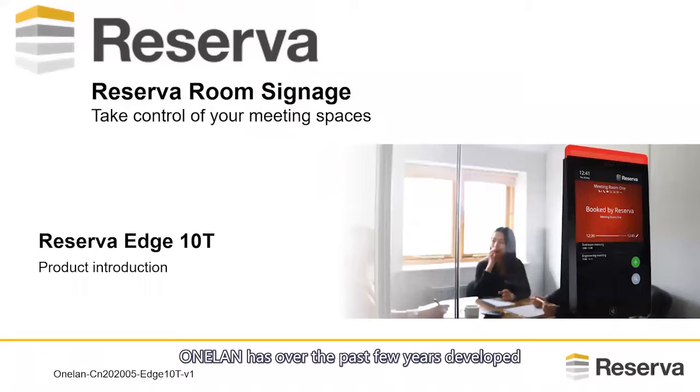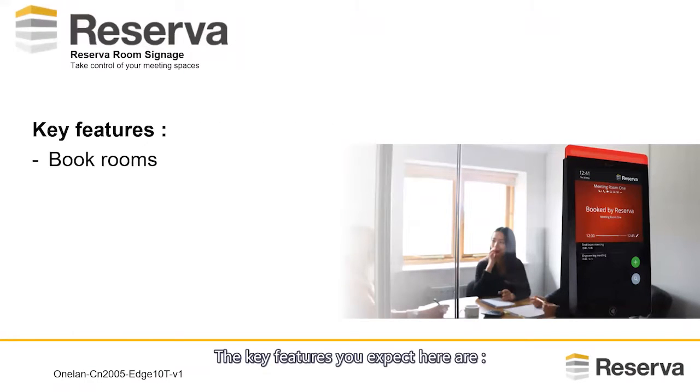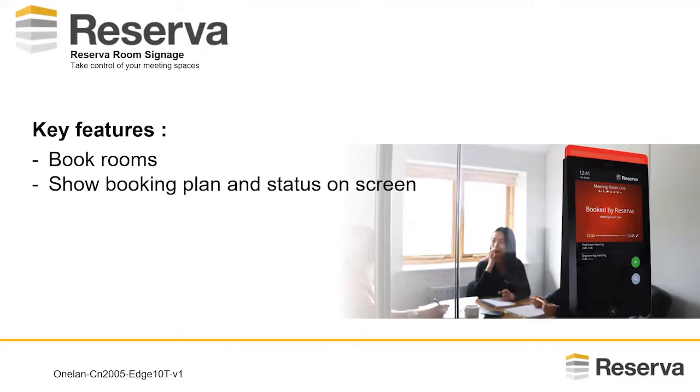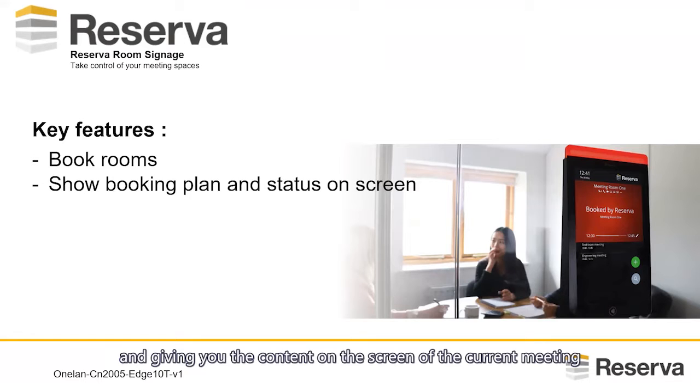OneLAN has over the past few years developed a meeting room booking solution that we branded Reserva. The product name is Reserva Edge, that you see here on the picture, and it is becoming very popular on the market. The key features you expect here are to allow you to make the booking for your room, to show these booking states on the display with an LED light showing green or red, and giving you the content on the screen of the current meeting and the next meetings in the planning.